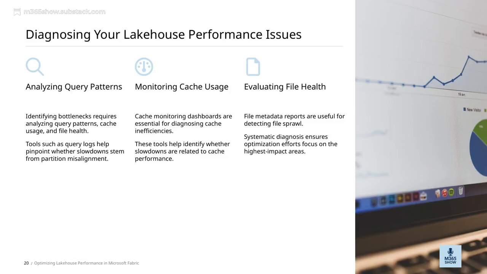To find bottlenecks, you need to analyze query patterns, cache usage, and file health together. Tools like query logs are especially helpful. They enable us to pinpoint whether slowdowns are caused by partition misalignment or other issues. In summary, by examining these different areas, file metadata, cache health, and query behaviors, you can systematically diagnose and improve your Lakehouse's performance. This approach ensures you're addressing the real root causes and optimizing effectively across your system.